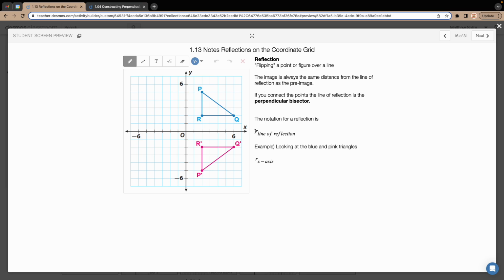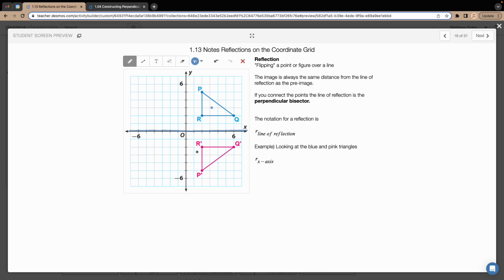Well, one thing to notice, the notation for a reflection is lowercase r, and then they write the line of reflection right next to it. So for example, this would be a reflection over the x-axis. So here's the x-axis, and we're going to flip this blue triangle, because there's no primes next to it, to this pink triangle. So how would we flip to the other side?